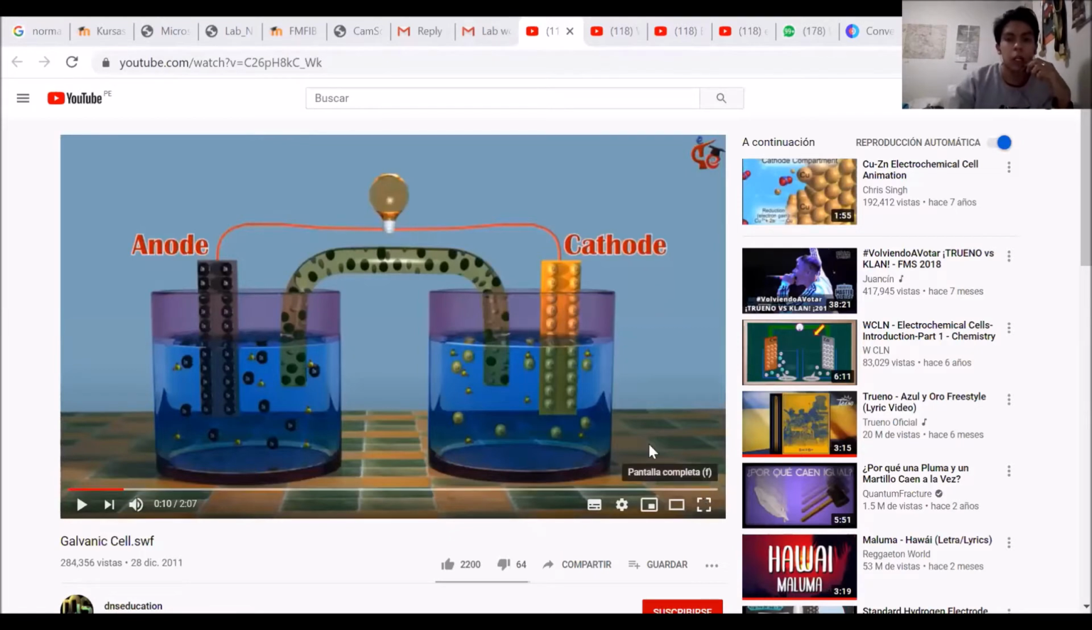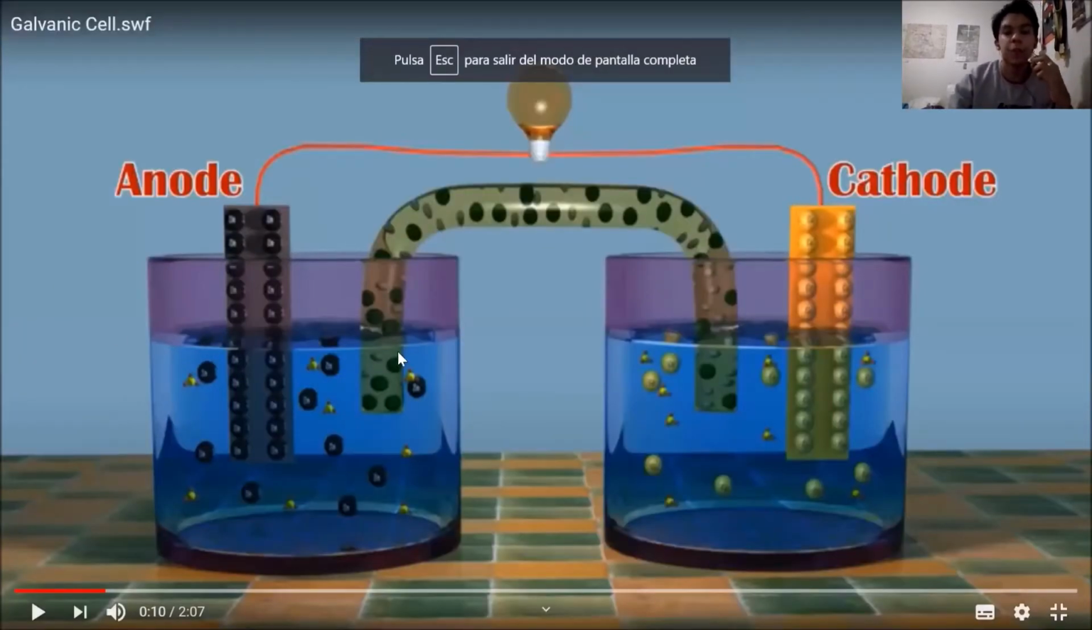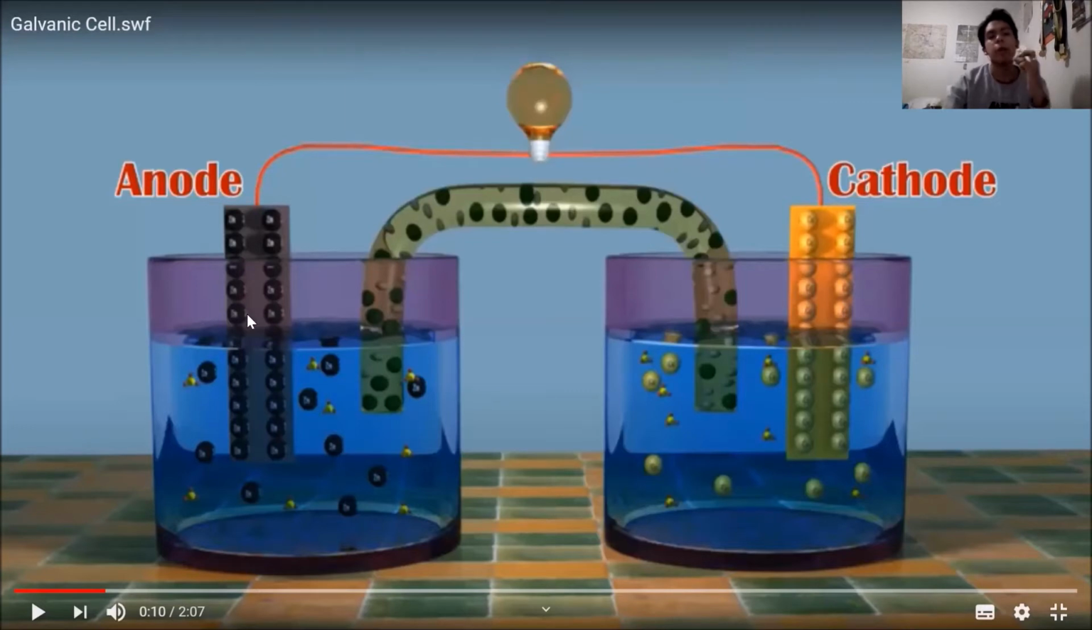Hi teacher, now I want to explain the galvanic cell. In this experiment, on the left we see a bar of zinc that acts as an anode, and on the right we can see a bar of copper that acts as a cathode. In the middle we see a bridge of sodium chloride, and the anode and the cathode are connected.